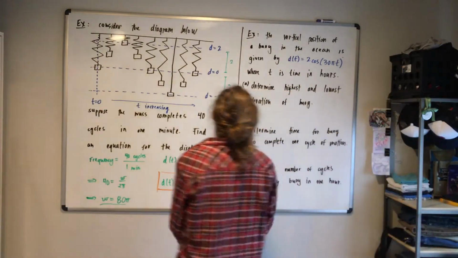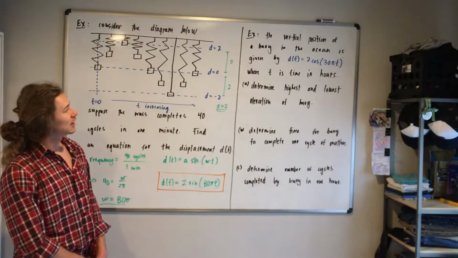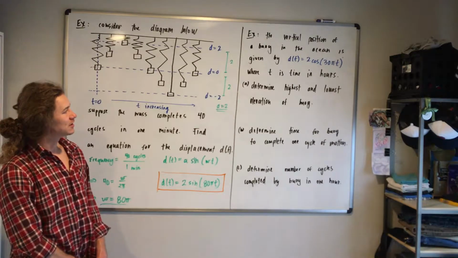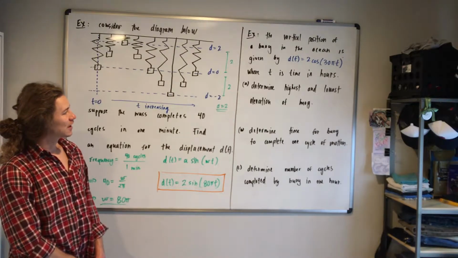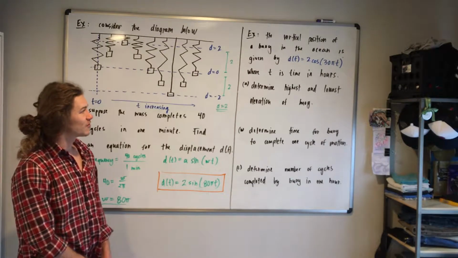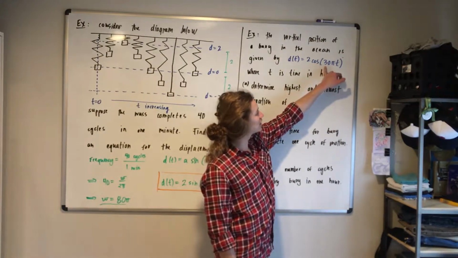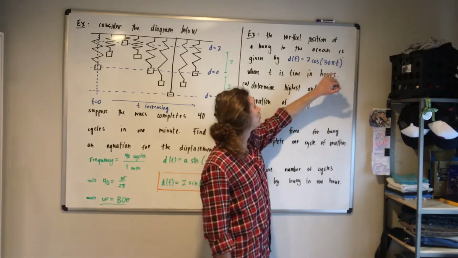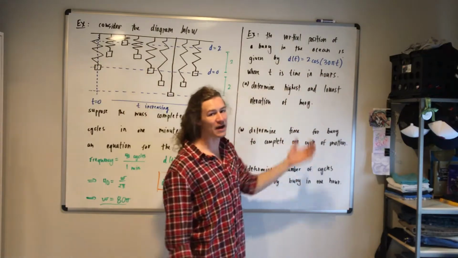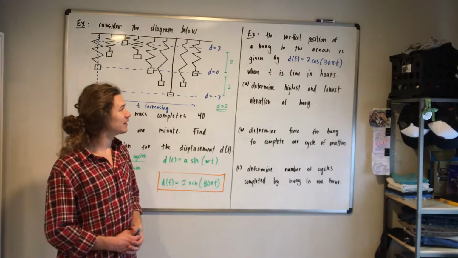So problem number 2, we have to consider the vertical position of a buoy in the ocean given by this displacement function d of t equals 2 cosine of 30 pi t, where t is the time in hours. Determine the highest and lowest elevation of the buoy. So to do that, we can consider the maximum and minimum values d of t takes. Consider the smallest value cosine can take is -1, the largest is +1. So we'll have -1 times 2 for our minimum value, or +1 times 2 for our maximum value. We can also find these by just considering the amplitude and the equilibrium position.